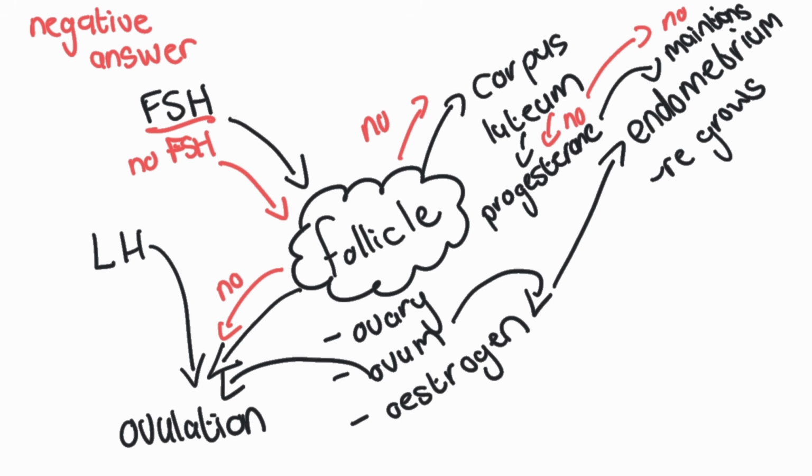But we can take that negative answer further, because if there's no maintenance of the endometrium, a new thing that we can add in, and we can swoop it in over here, is that there is no chance for pregnancy. And not just no chance for pregnancy, but also maintaining a pregnancy.